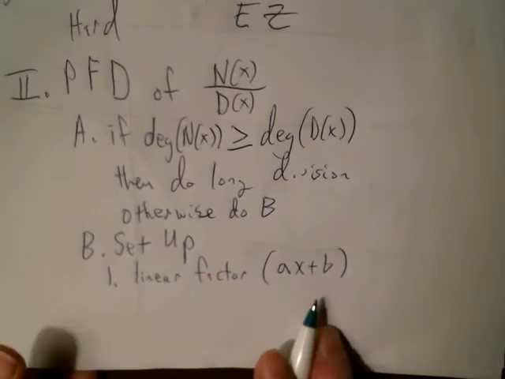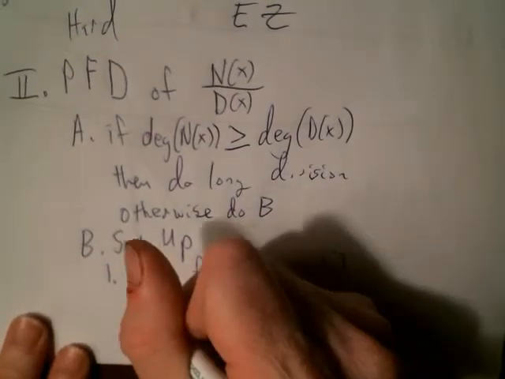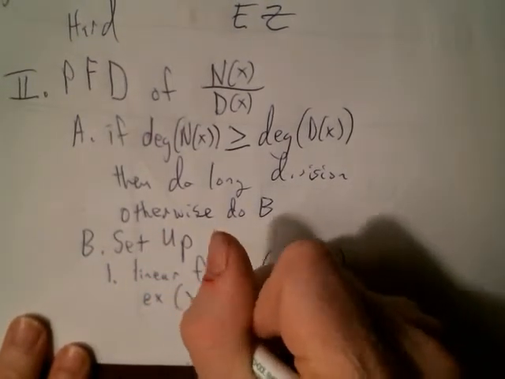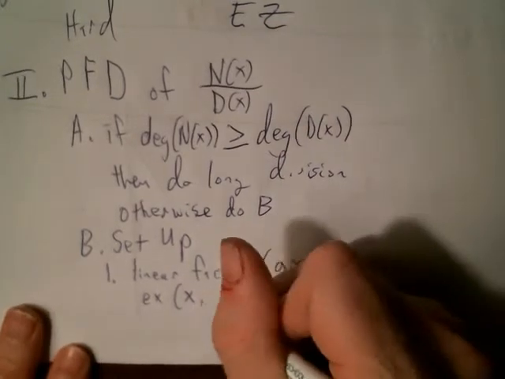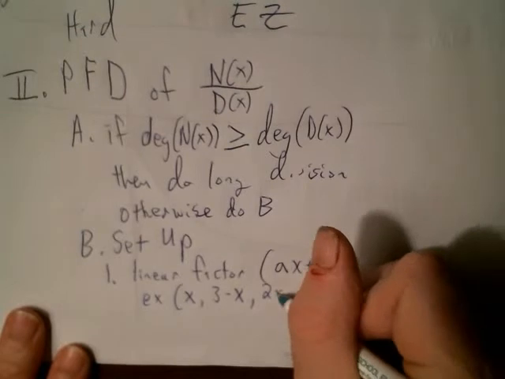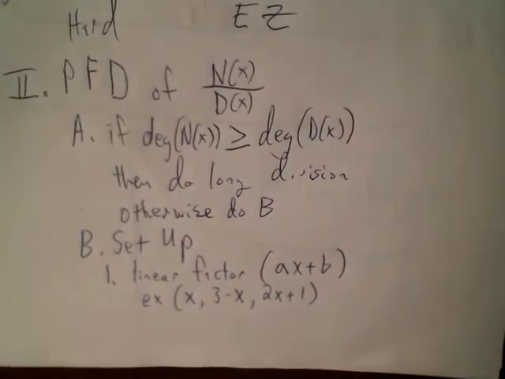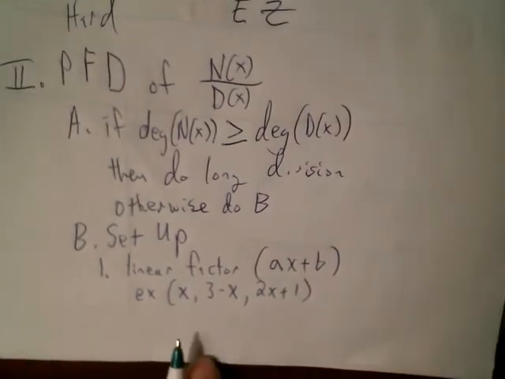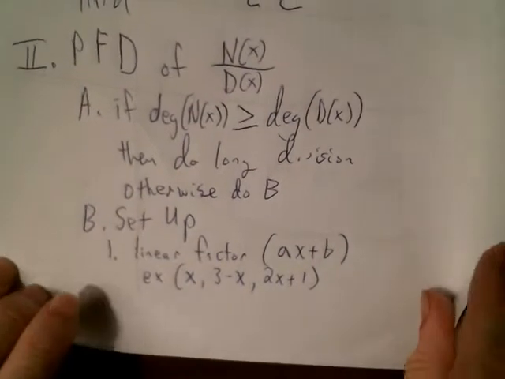Some things that are linear factors may not look like linear factors. So examples of linear factors: x is a linear factor. 3 minus x is a linear factor. 2x plus 1 is a linear factor. Okay, so anything like that is a linear factor. So let's take a look. Let's look at some examples, right?